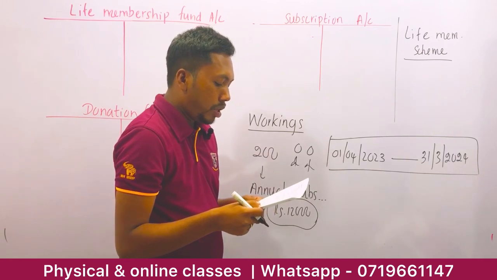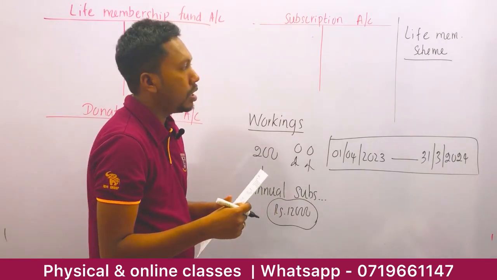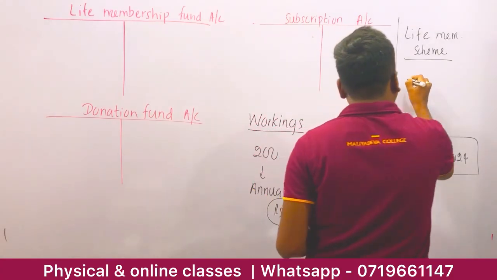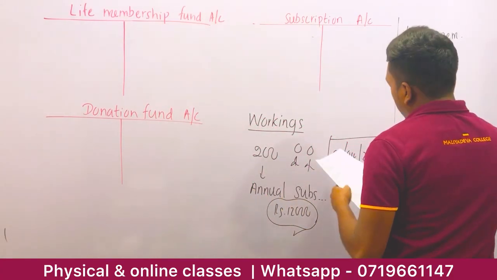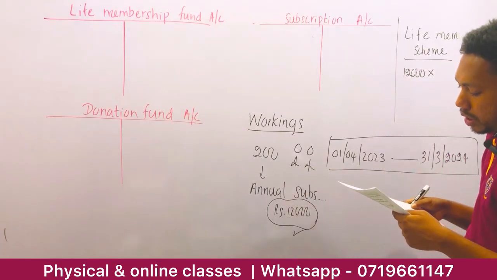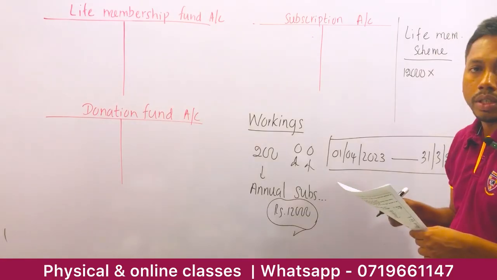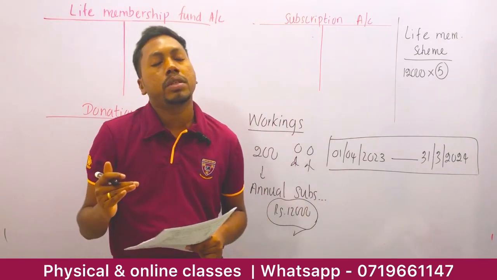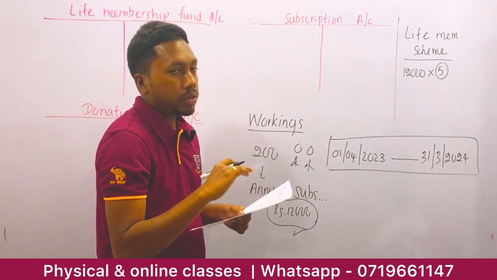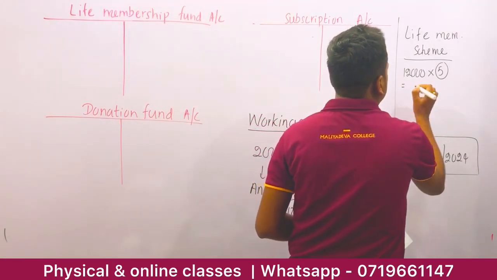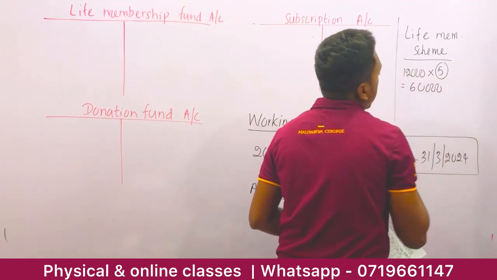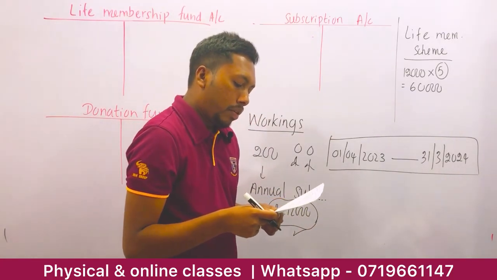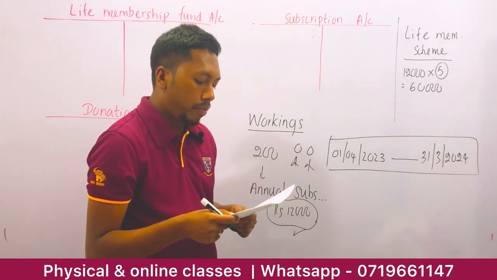The life membership fee is equal to the annual subscription for 5 years. Now here we know the annual subscription, that is 12,000 per member, but this life membership fee is equal to the annual subscription for 5 years. Then 12,000 into 5 years. Because normally the annual subscription is 12,000, but for the life membership scheme it is 12,000 into 5, that is 60,000 per member, right? Next, this amount is required to pay at once on the date the life membership is obtained.